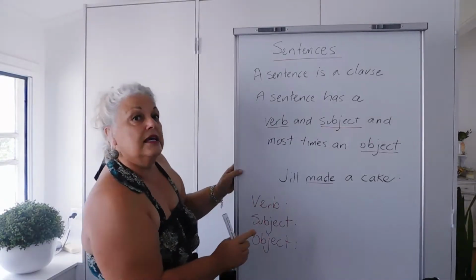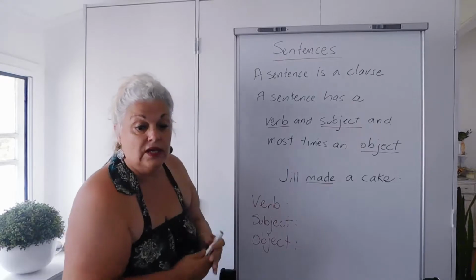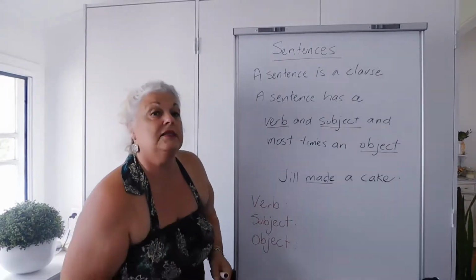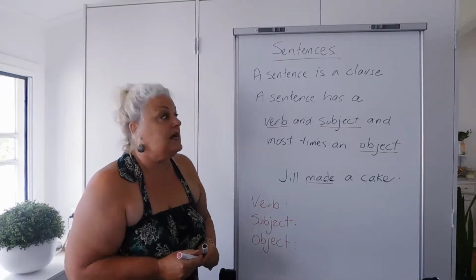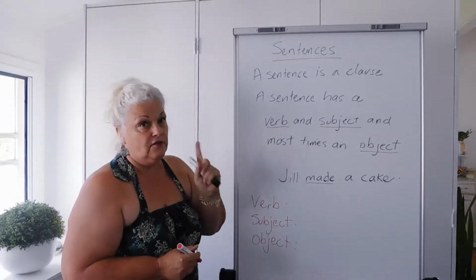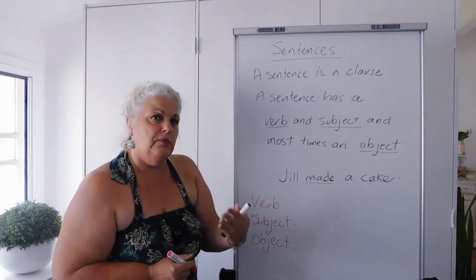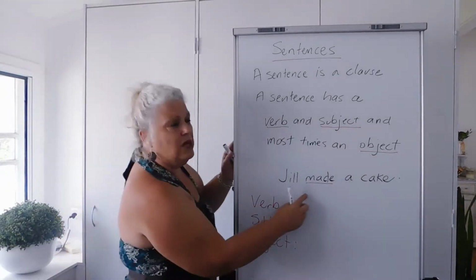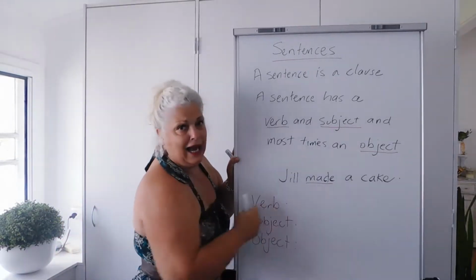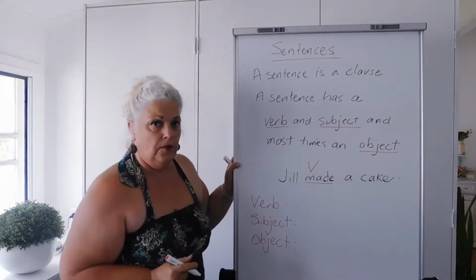If we look at this simple sentence, Jill made a cake. The reason why I taught you the 8 parts of speech is you have to be able to always identify that the sentence has a verb. That's the first rule. The verb is the action part of the sentence, the doing part, thinking, feeling, being. In this case, the doing part is she made a cake. So that is our verb, V for verb.